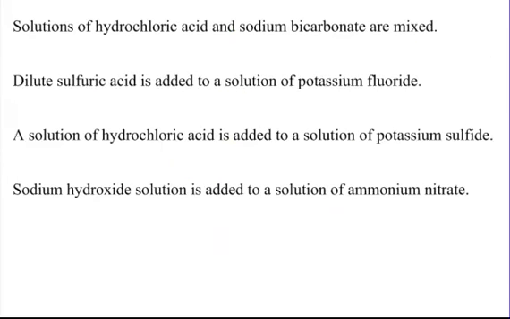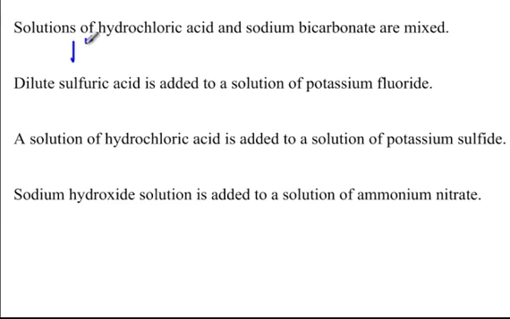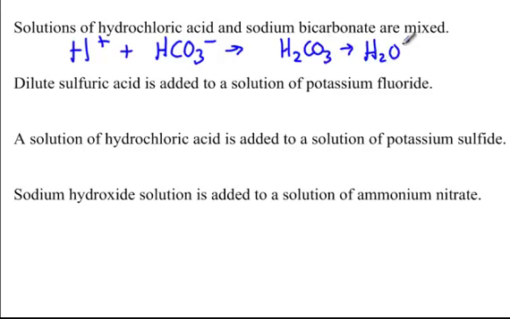Let's take a look at the next set of reactions. The next set of reactions are still acids and bases. We have hydrochloric acid, that's H+, plus sodium bicarbonate. Sodium bicarbonate is NaHCO3, but it's a solution, so I'm just going to put HCO3 with a minus. If it was a solid, we would keep it together. And what we're going to end up getting is H2CO3, or you could put H2O and CO2. It doesn't matter, because it's going to break down immediately.